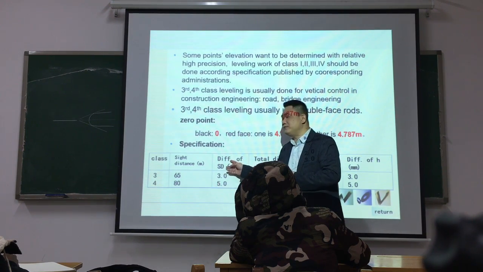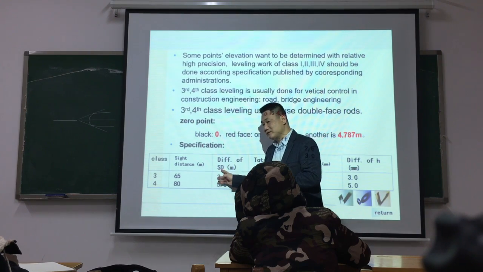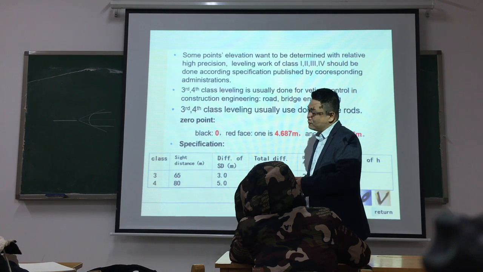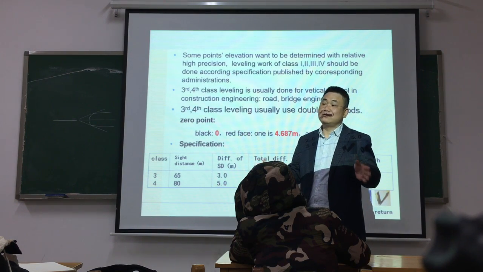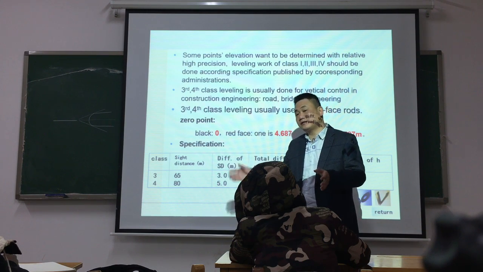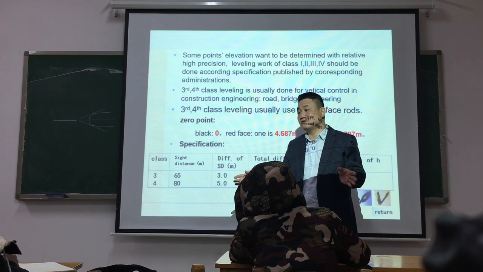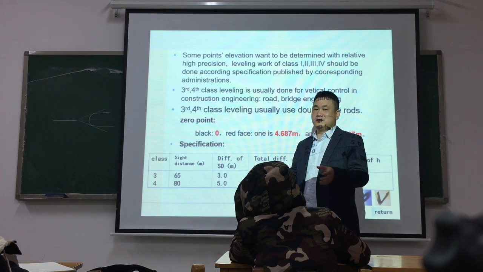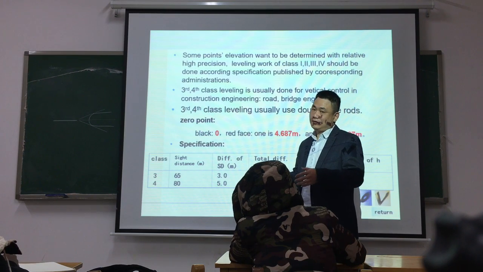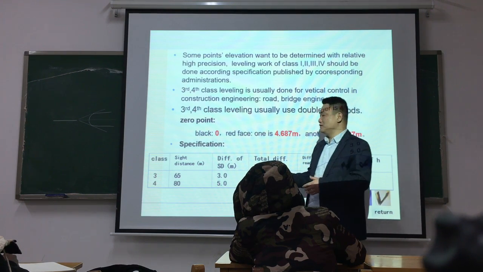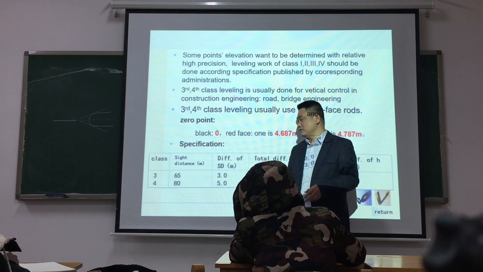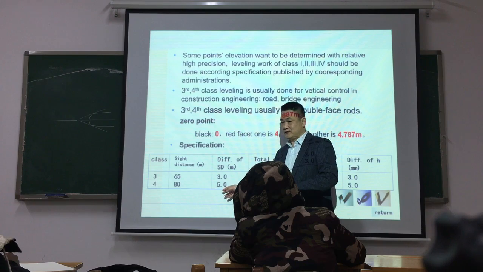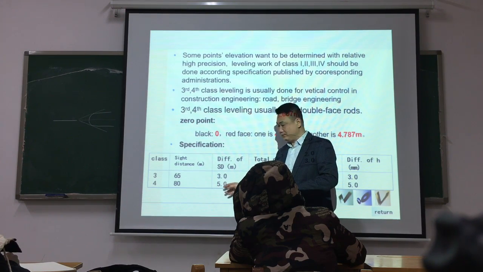And here, the difference of sight distance. Because to eliminate certain errors, you should place the instrument just in the middle of the rods and keep the backside distance and the foresight distance roughly equal. But in real work, we cannot make it exactly equal, so there is always some difference between these two distances. So the difference should be less than 3 meters and 5 meters.